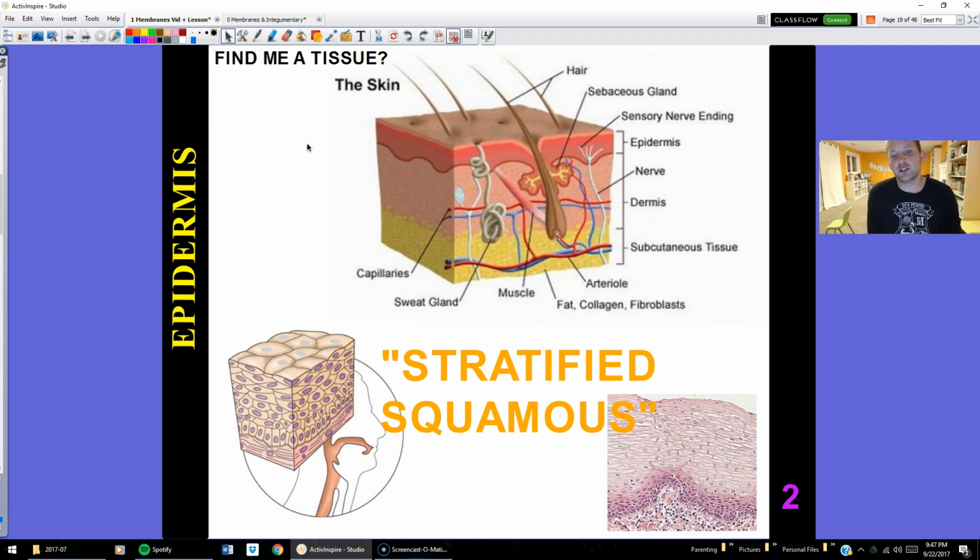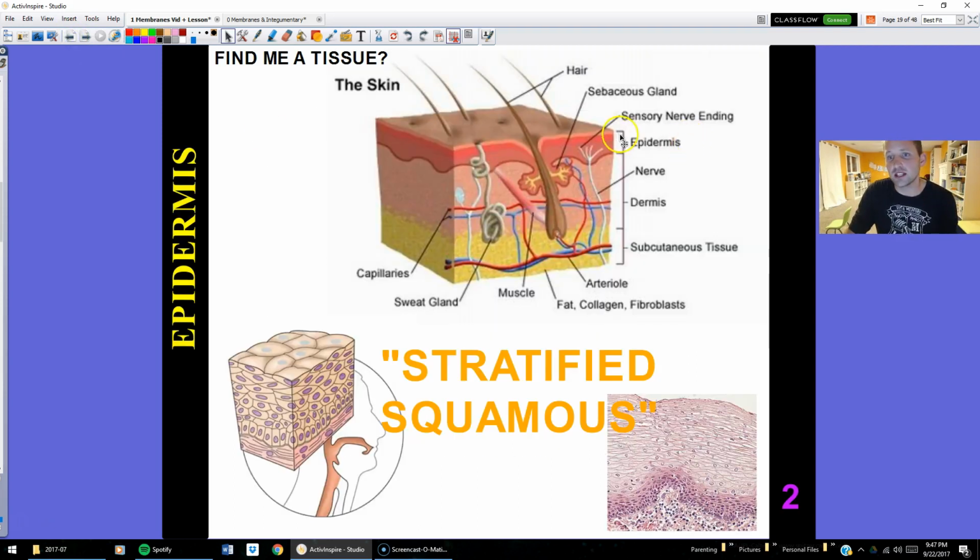Cutaneous membrane, what kind of tissue do you find in the cutaneous membrane? Just like inside your mouth, you find the same kind of stratified squamous protective layer covering the outside of your body. So the mucosa is lining the inside. The cutaneous membrane is lining the outside of your body, to make that clear, if that wasn't clear earlier. But same tissue type in both.